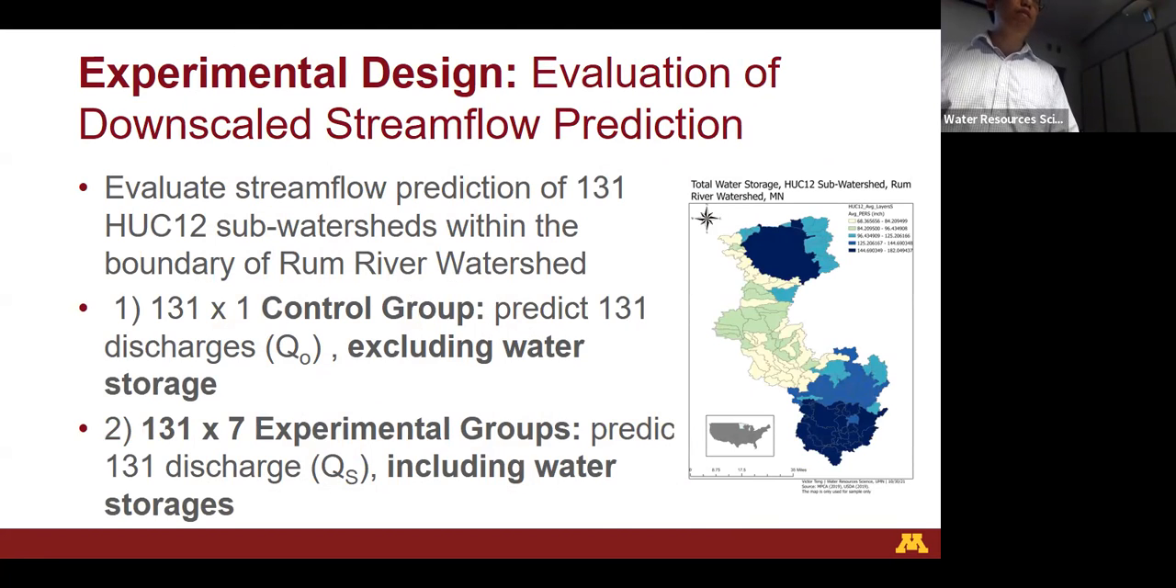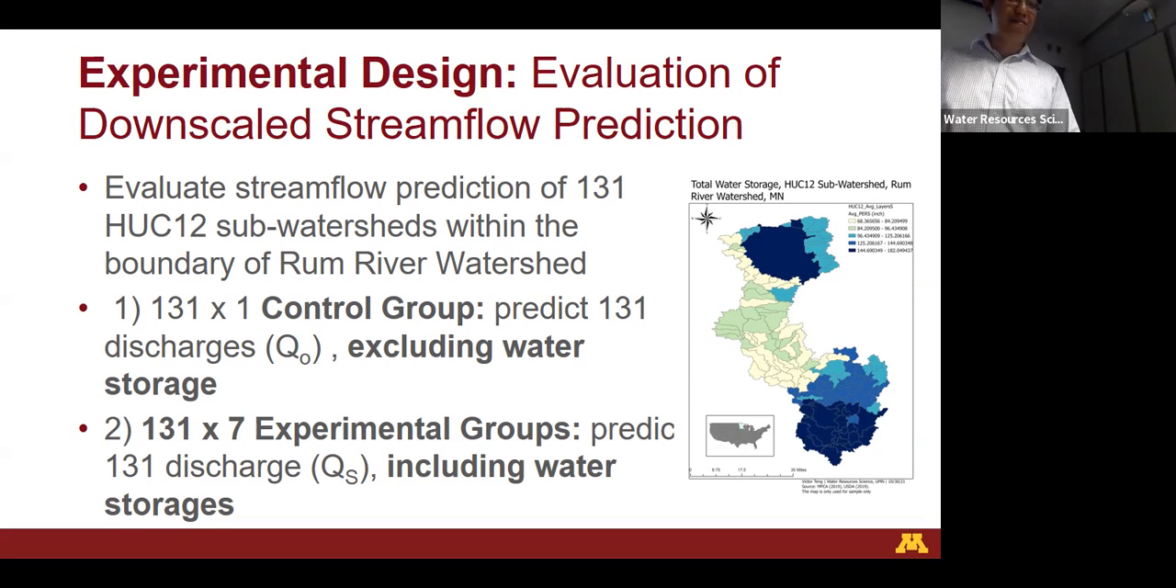And the second part of the experiment will be very similar to the first part, except I'm going to simulate the isolated outflow from each sub-watershed by inputting the local weather data and local outflow, including and excluding storage. The control group will be the 131 discharge prediction without water storage. And the experimental group will be the prediction including the different layers of storage. Again, it's the same total storage and 6 separate storages.